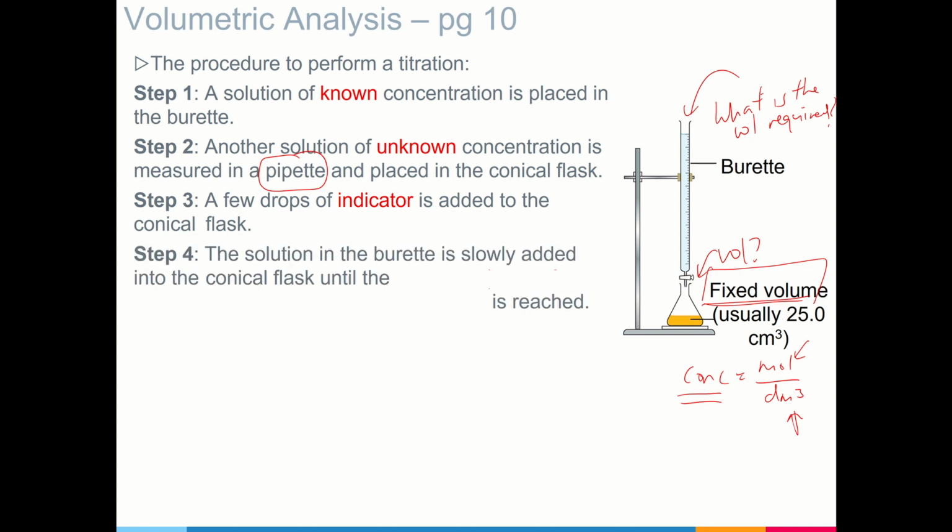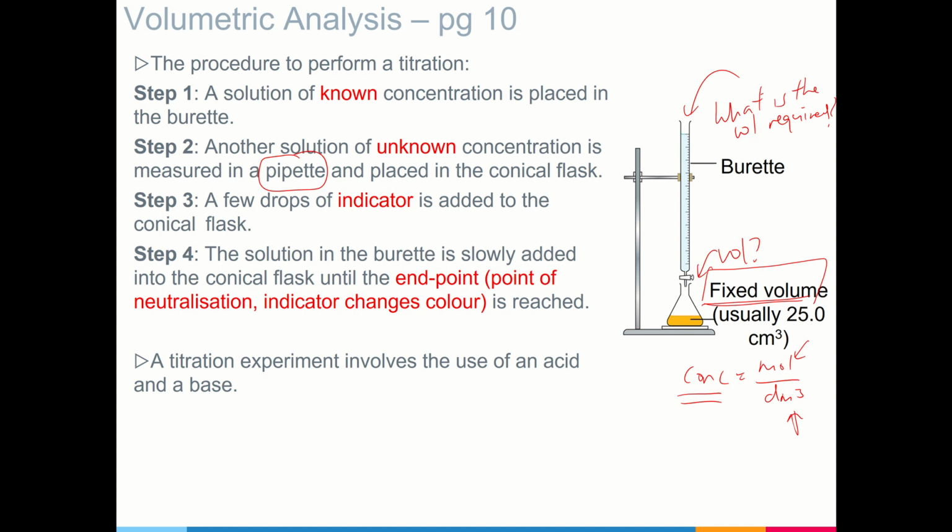Step 4, I slowly add whatever is inside the burette until the endpoint. Titration usually involves acid and alkali. Once I reach the endpoint, I stop the reaction. You don't need to memorize this procedure for volumetric analysis, but you need to memorize titration for salt preparation, the one you referred to in your salt preparation notes.